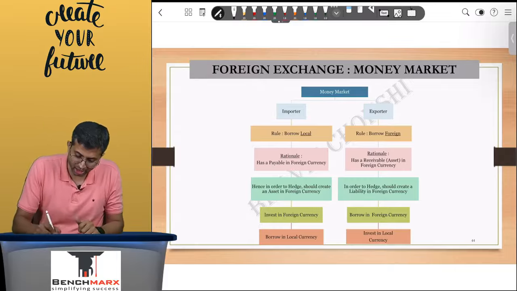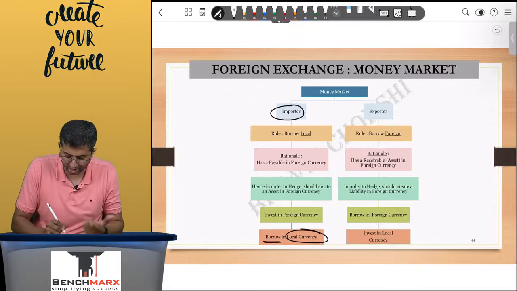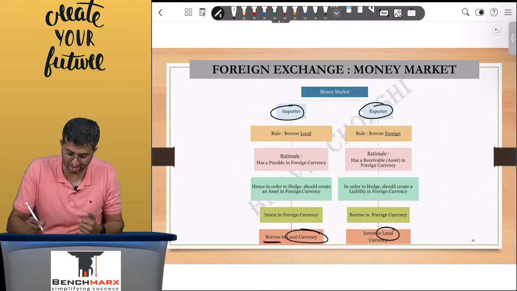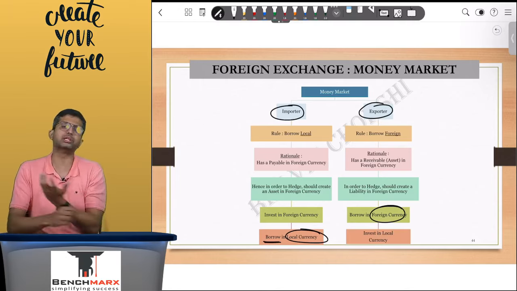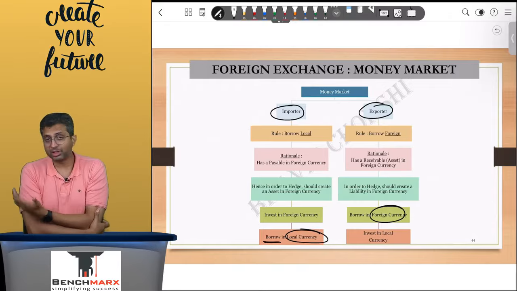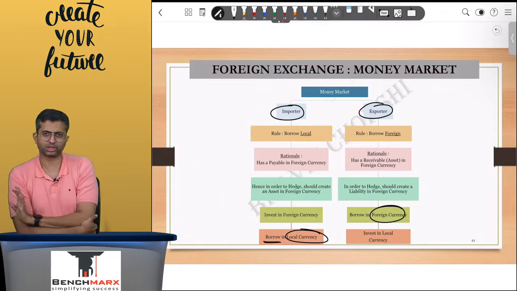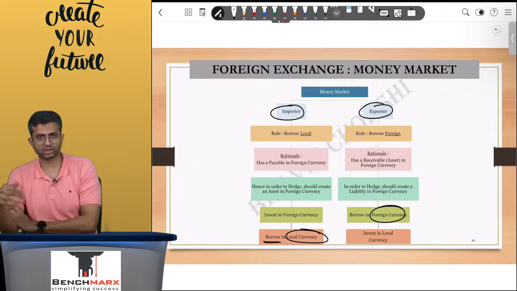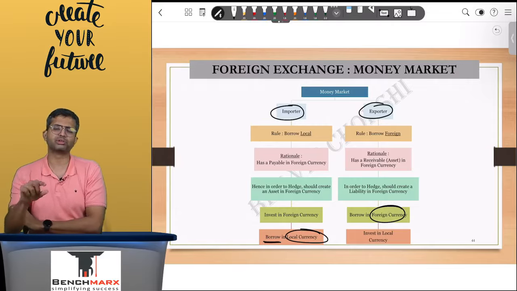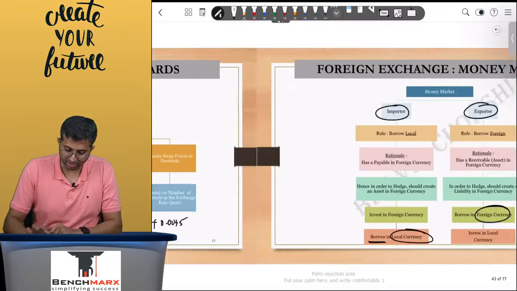So basically, as an importer, I will borrow in the local currency. I've explained the rationale for that. And as an exporter, I will borrow in the foreign currency. The logic primarily is because I have a liability in the foreign currency for an importer. So in order to hedge, I will invest in the foreign currency, asset in the foreign currency. If I'm an exporter, I have an asset in the foreign currency, a receivable. In order to hedge, I will create a liability in the foreign currency. Okay, so this is about money markets.